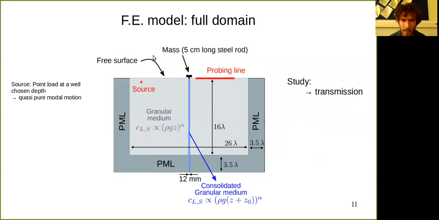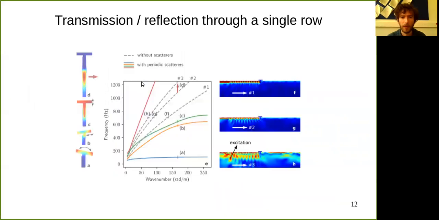So now what does it mean in terms of transmission properties? I am now modeling a full-scale domain. I'm now putting only one line of such scatterers, and still assuming that the consolidation is only within a pillar. And I can measure the surface displacement here and integrate it and measure this way the transmission ratio. And what I do is to play with the depth of the source in order to select one or the other mode.